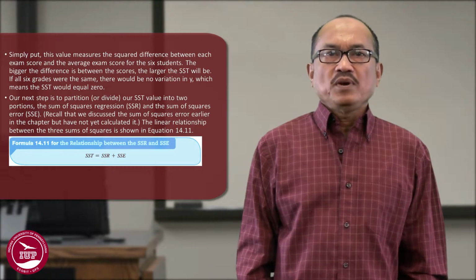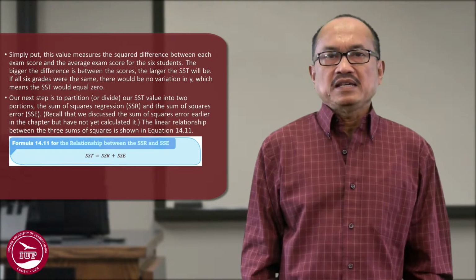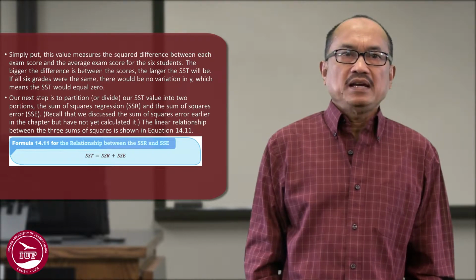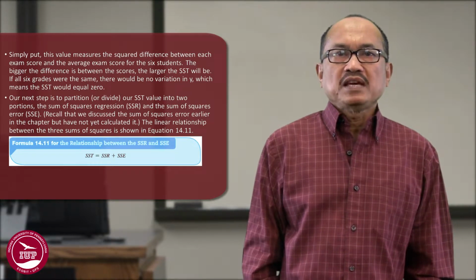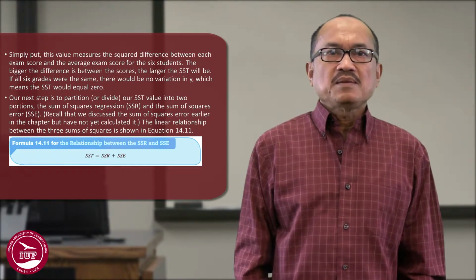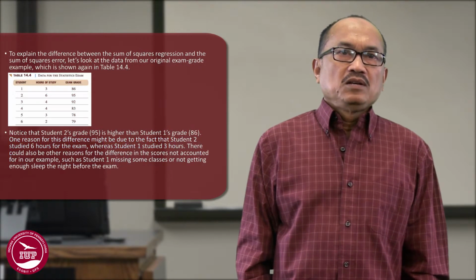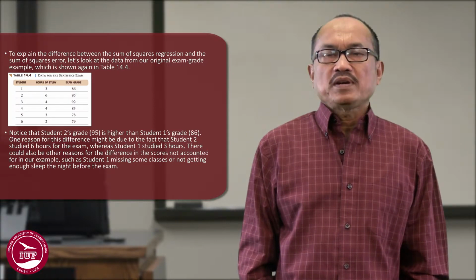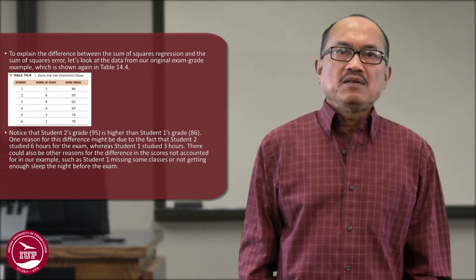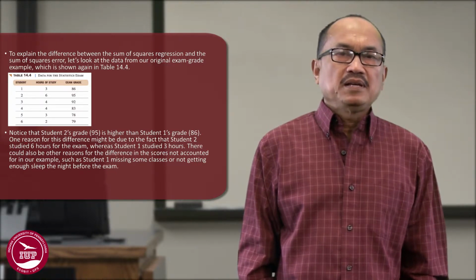The sum of square regression, or SSR, and the sum of square error, or SSE. Recall that we discussed the sum of square error earlier in the chapter, but have not yet calculated it. The linear relationship between the 3 sums of squares is shown in equation 14.11. To explain the difference between the sum of square regression and the sum of square error, let's look at the data from our original exam grade example, which is shown again in table 14.4.